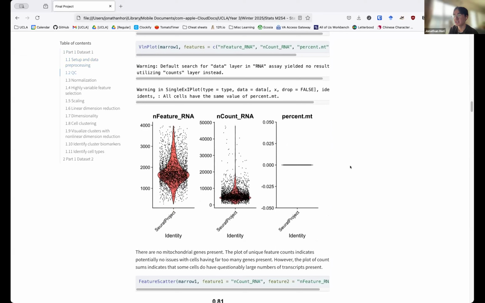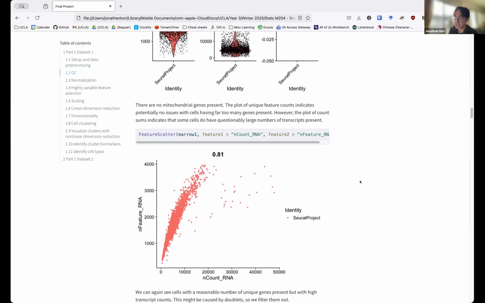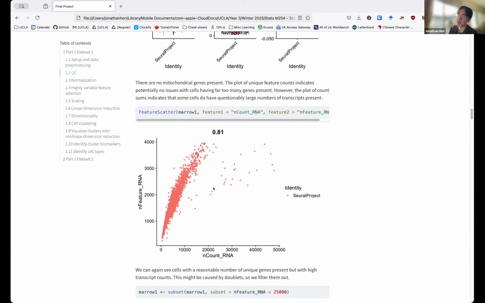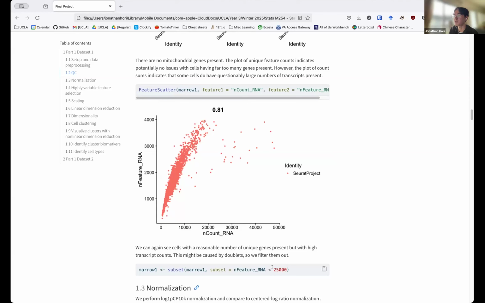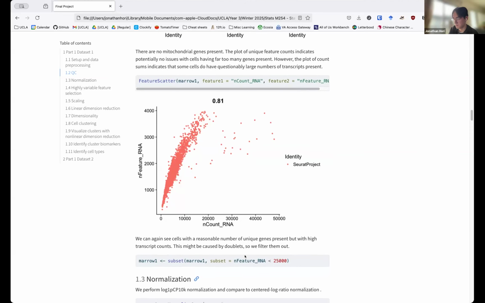I create these violin plots just to check whether there are cells with strange numbers of features or counts. And it does seem from the scatter plot that there are some cells that have reasonable numbers of features, but then have a very large number of counts. So I just do some filtering for cells that have fewer than 25,000 counts in the data.